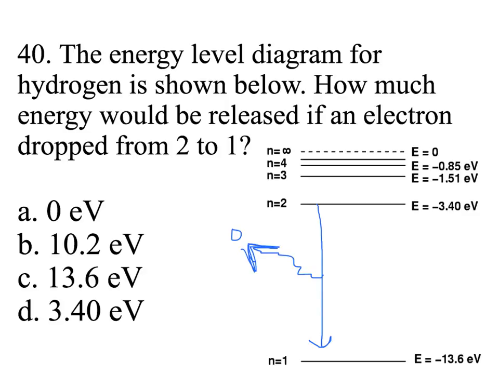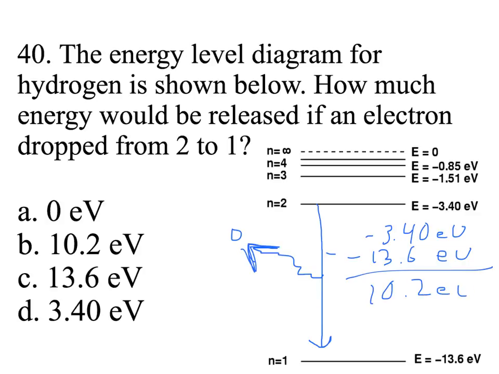Well, we can do the math: minus 3.40 electron volts minus the minus 13.6 electron volts, and this is minus a minus, so that's a plus. We end up with 10.2 electron volts, so B is the correct answer.